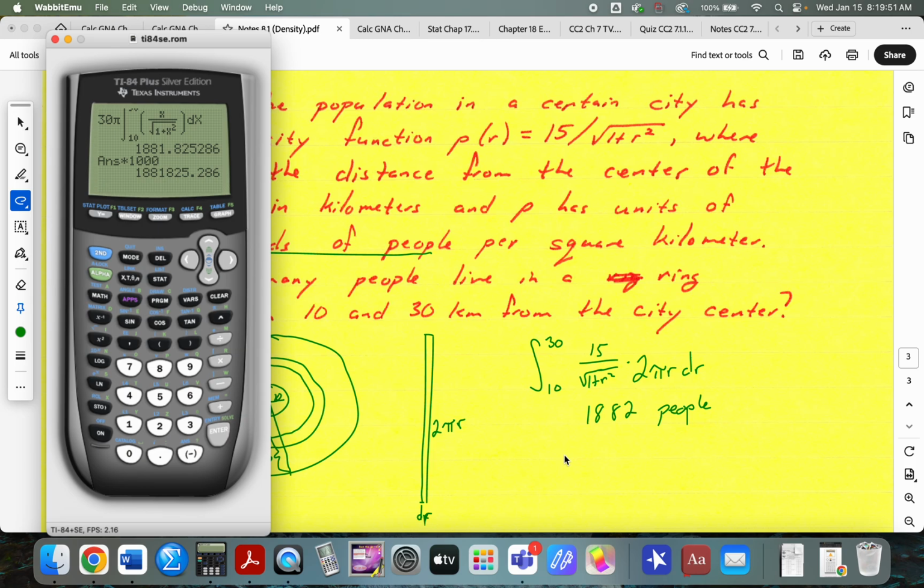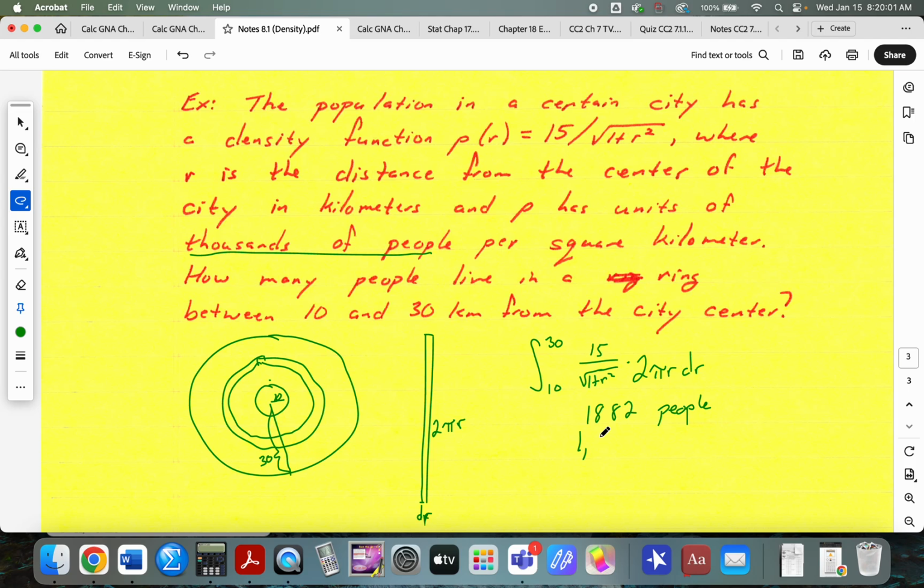So 1,881,825. A bit more people. Yeah. This is a big city with a lot of people in it. All right. Any questions about that?